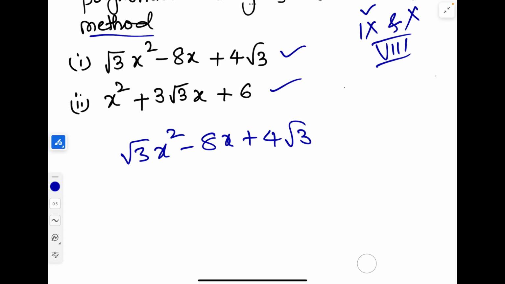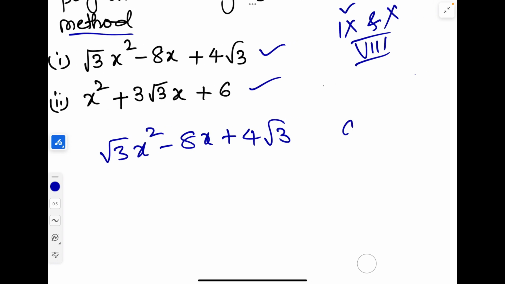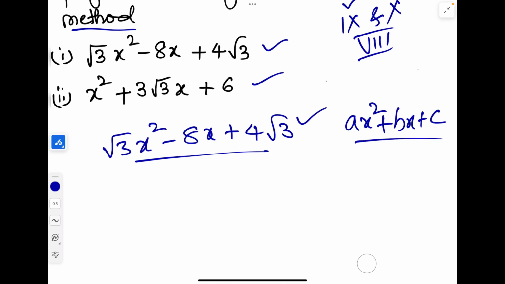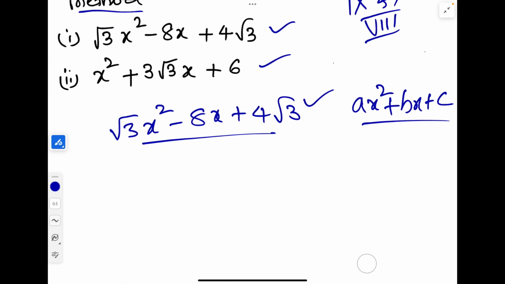Whenever we are doing the splitting the middle term process, first step we have to check whether the given quadratic polynomial is in standard form. Standard form is ax square plus bx plus c. Yes, perfect. First step is done. That means it is in standard form.